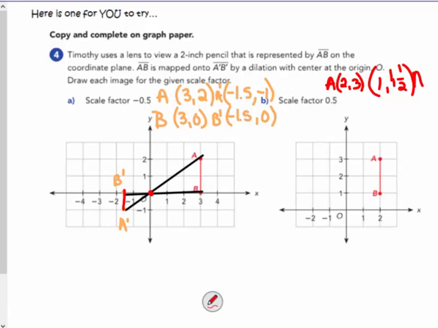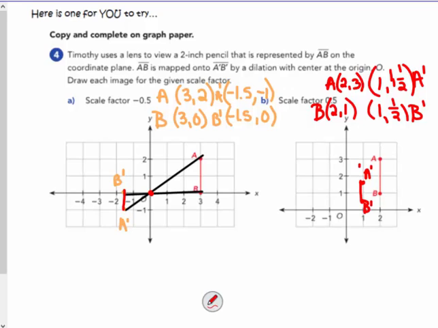So that's A's image. And B, the original point is 2, 1. So now taking half of those, it's going to be 1 and 1/2, is B's image. So A goes to 1, 1.5. And B goes to 1 and 1/2. So here's A's image, A prime, and here's B prime.